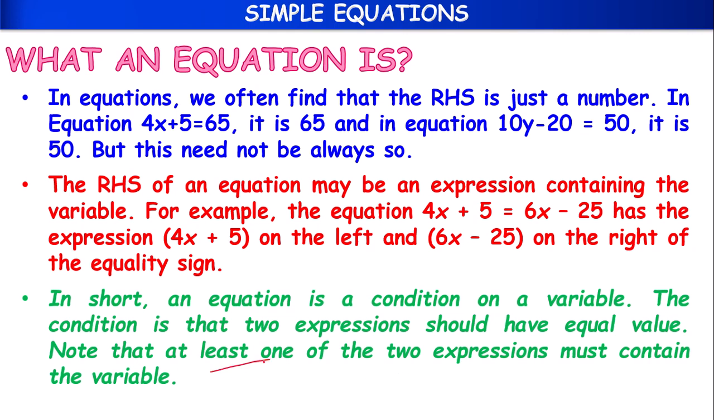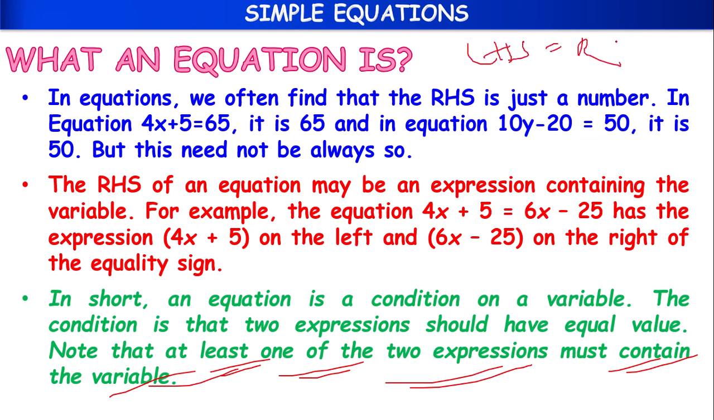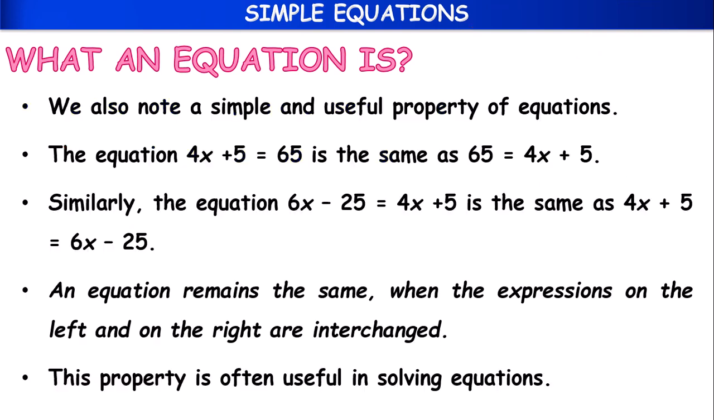So here, at least one of the two expressions must contain a variable. It means if we have LHS equal to RHS, then either the LHS or the RHS, at least one of them, should contain the variable x. Then only it will be considered as an equation. Okay. Next.